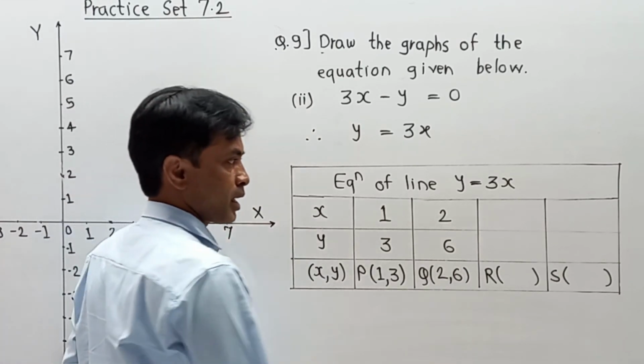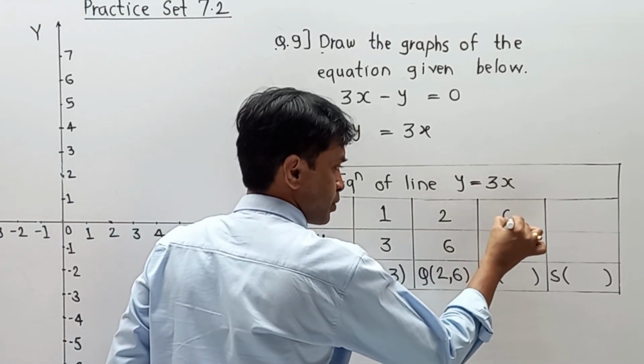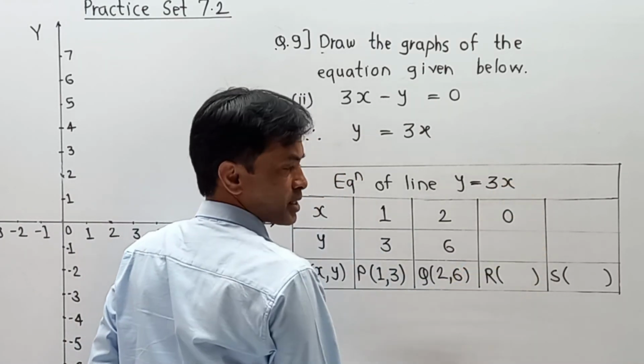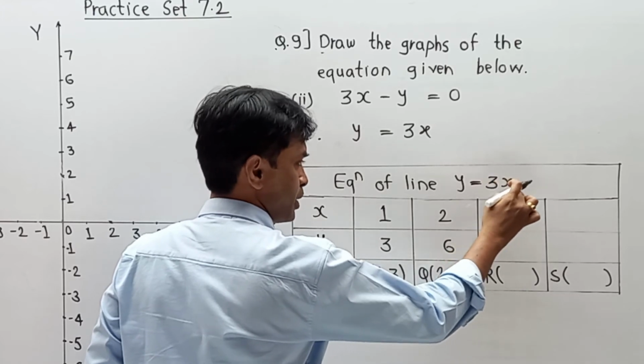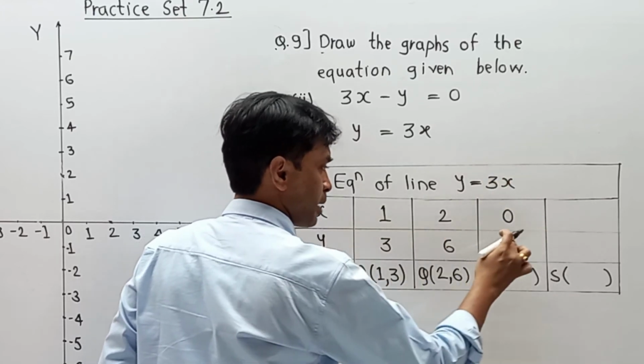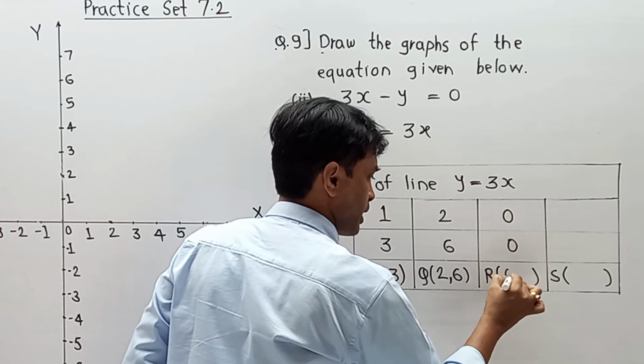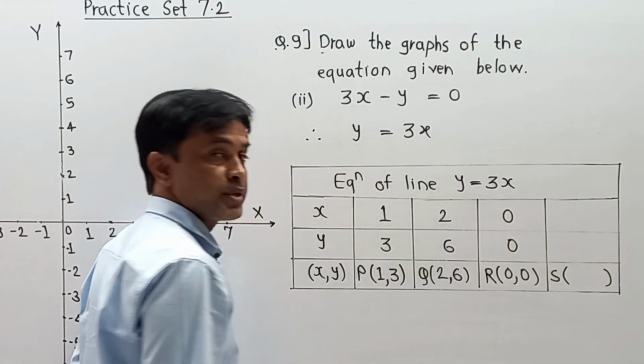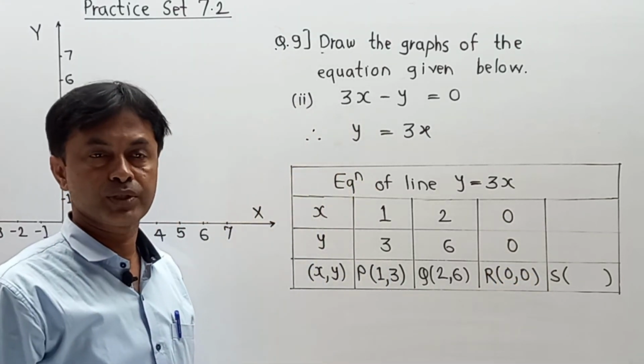Now here, I am going to keep the value of x as 0. If I keep the value of x as 0, 3 into 0 is 0. Automatically my value of y becomes 0 and the point becomes 0, 0. Means definitely this line passes through the origin.